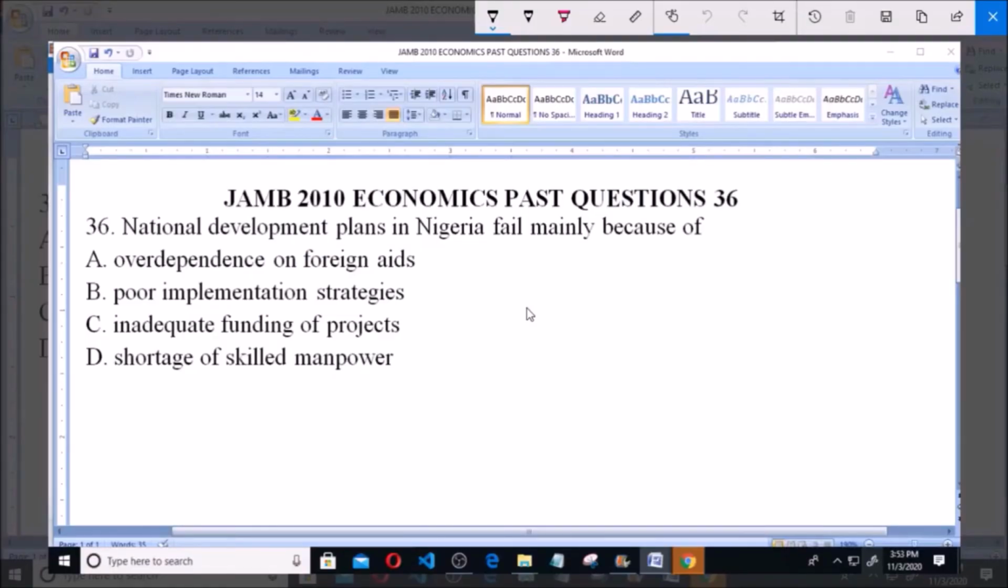Welcome to Jamb 2010 Economics Past Question 36. Question 36 says, National Development Plans in Nigeria fail mainly because of. Option A says overdependency on foreign aids. Option B says poor implementation strategies. Option C says inadequate funding of projects. Option D says shortage of skills.